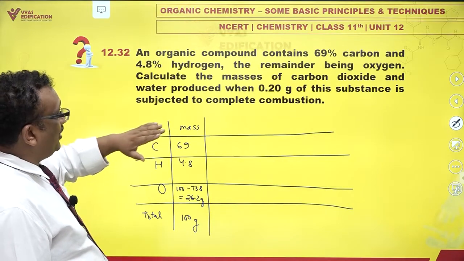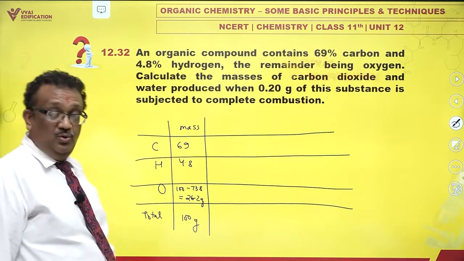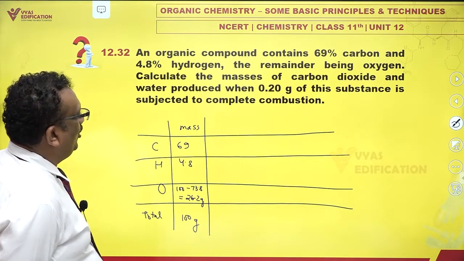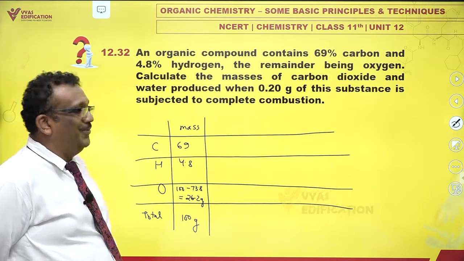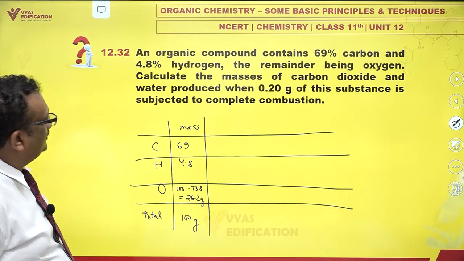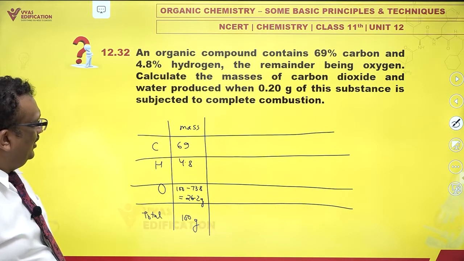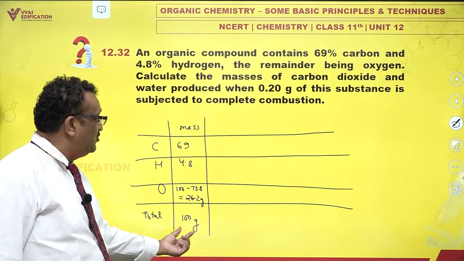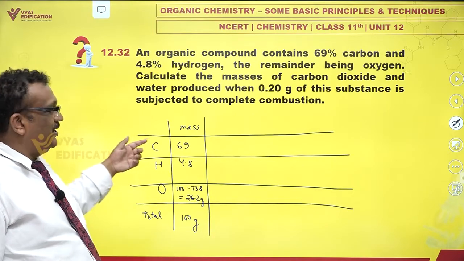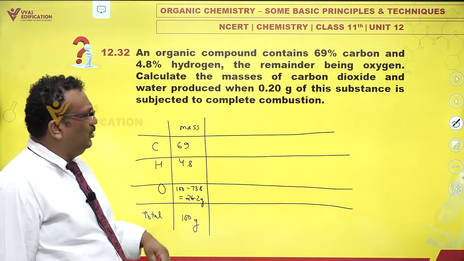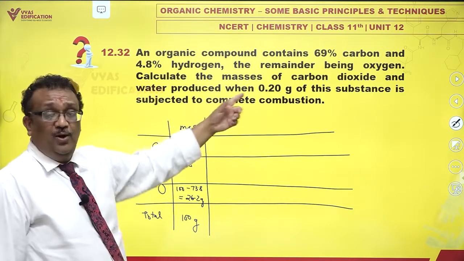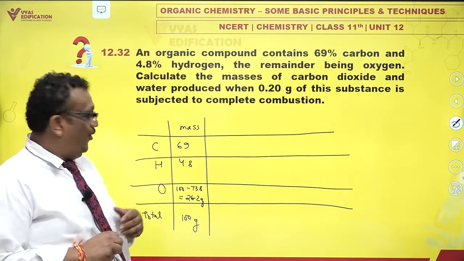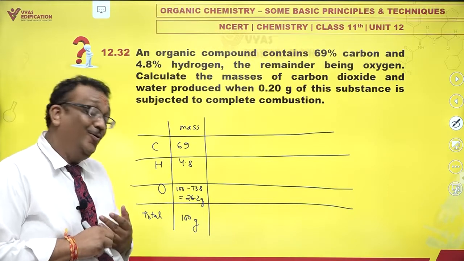Calculate the masses of carbon dioxide and water produced when 0.2 grams of this substance is subjected to complete combustion. If total 100 grams of compound, I have so much of carbon and hydrogen. I could always calculate, instead of 100 grams, had I had only 0.2 grams of this substance, what would have been the mass of carbon or hydrogen here? Could I have done that?